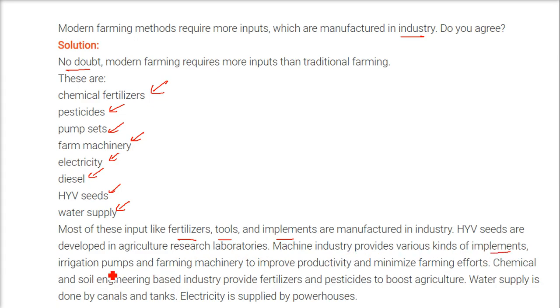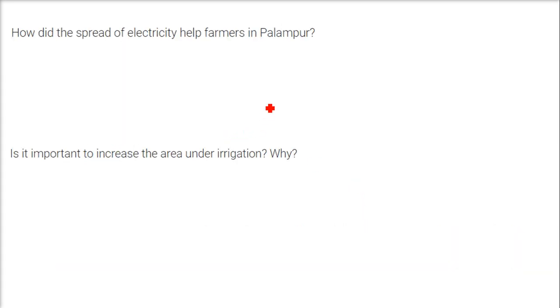And machine industry provides various kinds of implements, irrigation pumps, farming machinery to improve the productivity and also to minimize the farming efforts. The chemical and soil engineering based industry provides fertilizers and pesticides to boost the agriculture. Water supply is done by canals and tanks, and electricity is supplied by the powerhouses.